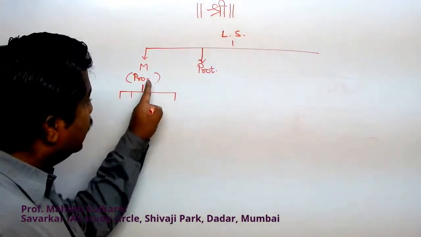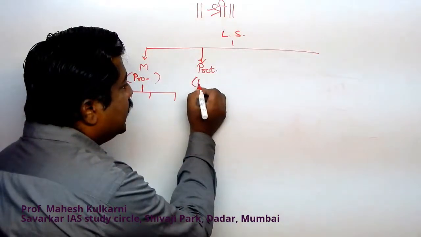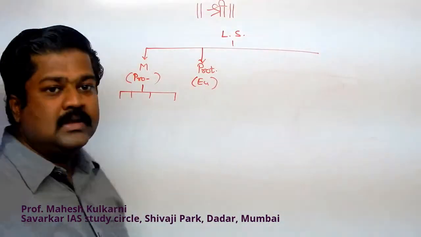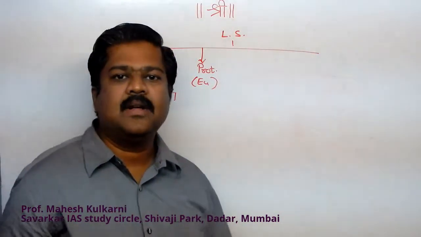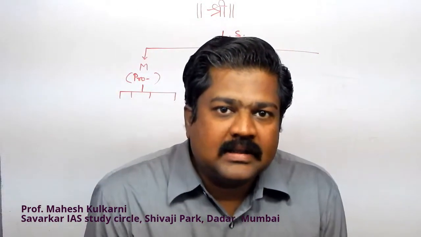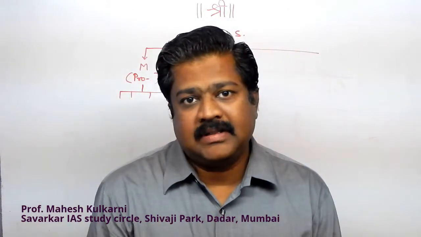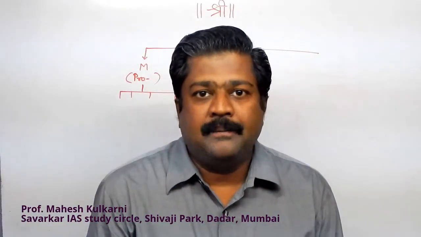So this is a unicellular but prokaryotic cell. This is a unicellular but eukaryotic cell. So this is the basic difference between kingdom Monera and kingdom Protista: both consist of unicellular living organisms, but Protista consists of eukaryotic cells, whereas Monera consists of prokaryotic cells.